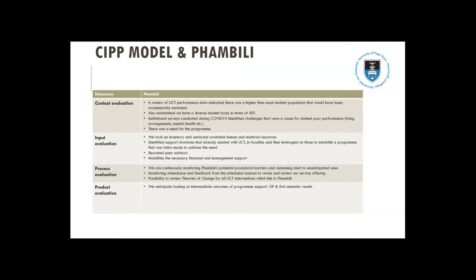In terms of input evaluation, we took an inventory and analyzed the available human and material resources. And then we were able to identify support structures that already exist within the UCT in faculties, such as the first year program, such as student advising, such as student housing, such as student finance, and leveraged on those to establish the program that was tailor-made to address the need. Also recruited peer advisors and mobilized the necessary financial and management support.